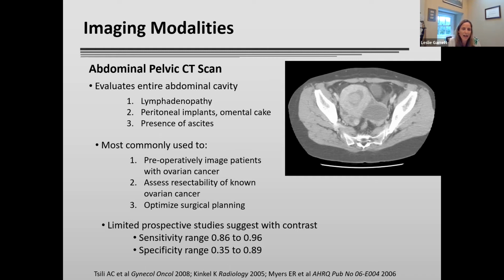And so that's sort of where we use it. And when there's a reasonably high chance that this is ovarian cancer, again, we're looking to see what the extent of disease is, usually for surgical planning.